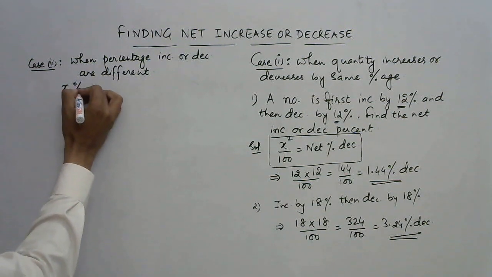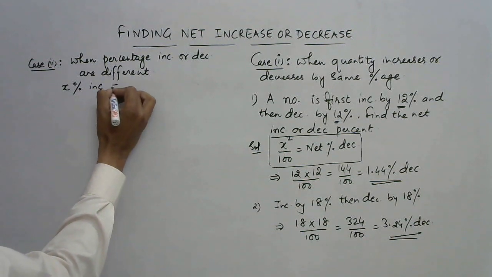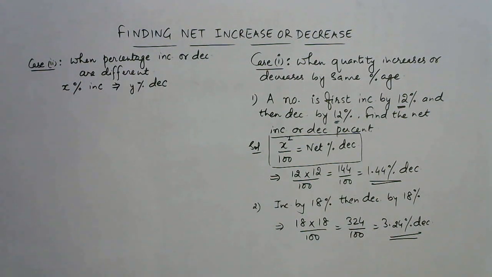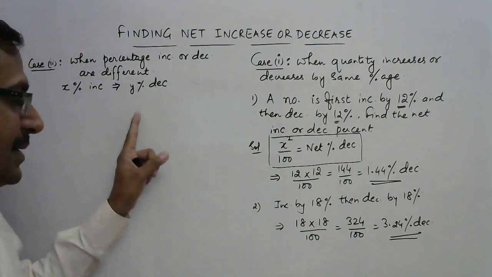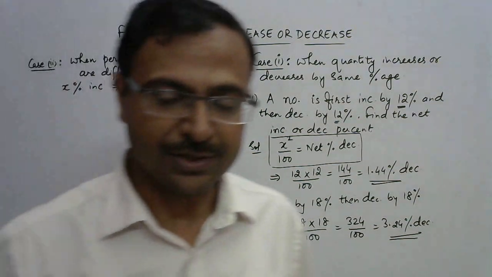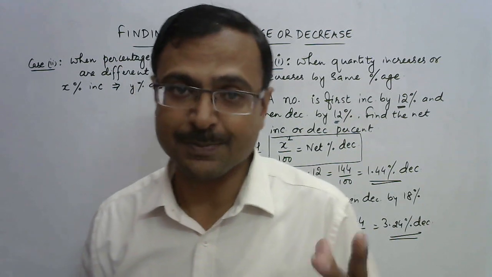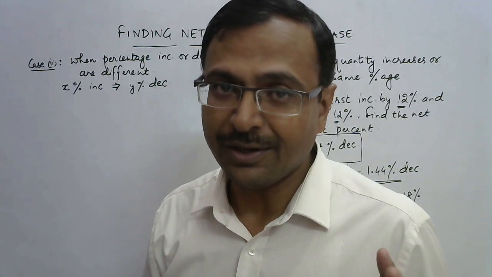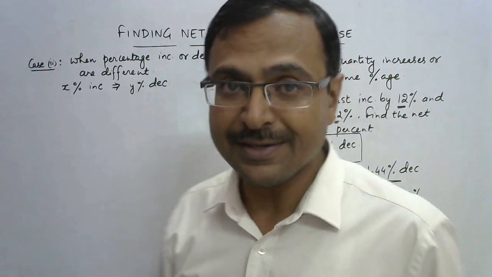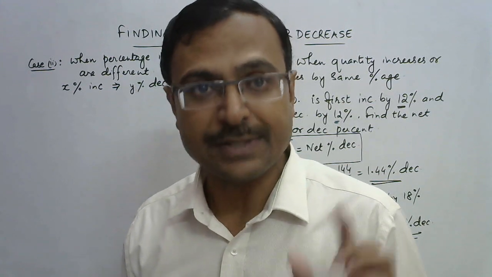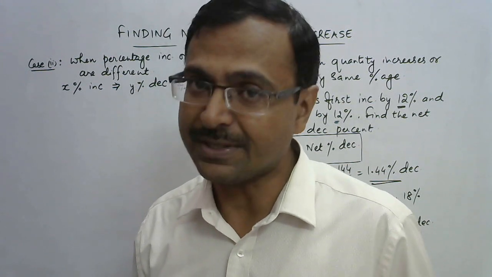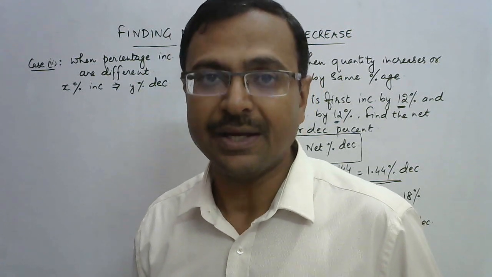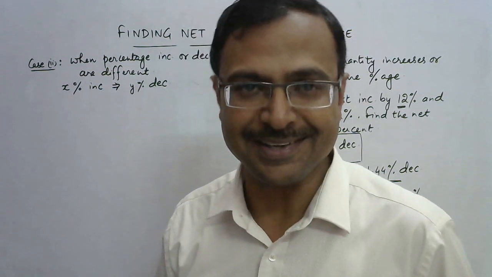X percent increase, then Y percent decrease. Now see, in this case, overall increase or decrease percent. How will you find whether there is overall increase or decrease percent? If you get your answer as negative, then the final increase or decrease you can judge very easily. Why? Because negative sign implies that there is net percentage decrease, and positive sign in the final answer shows you that it is net percentage increase.